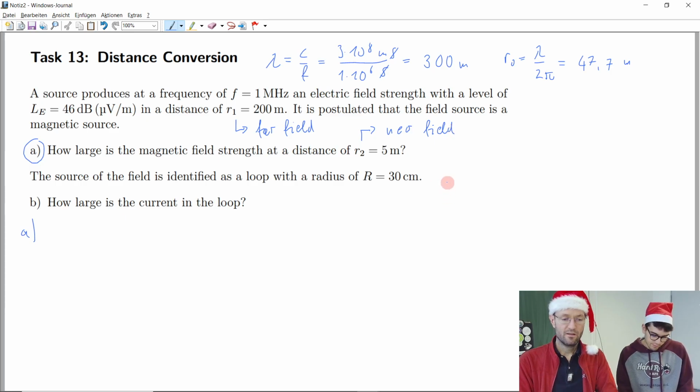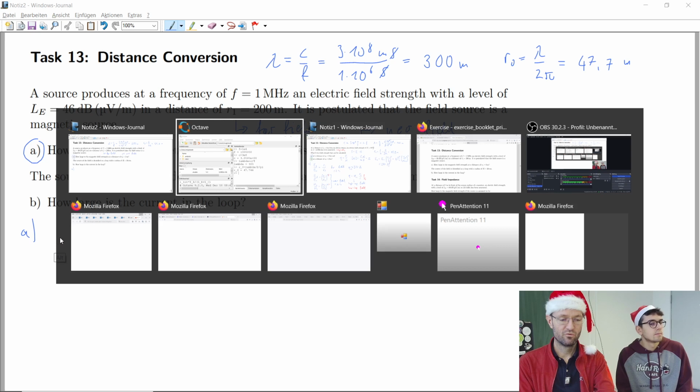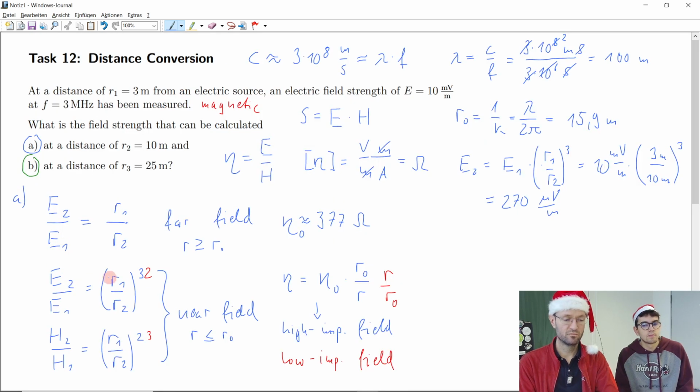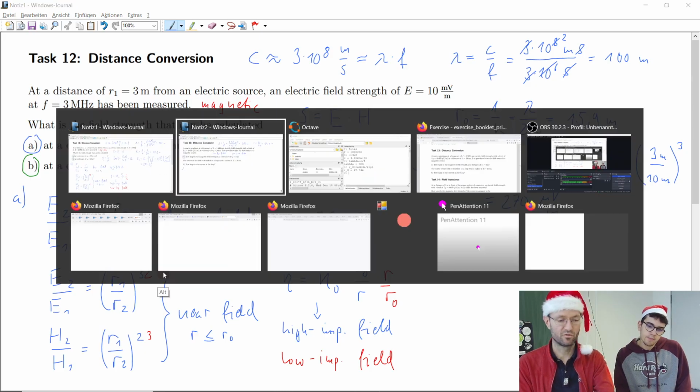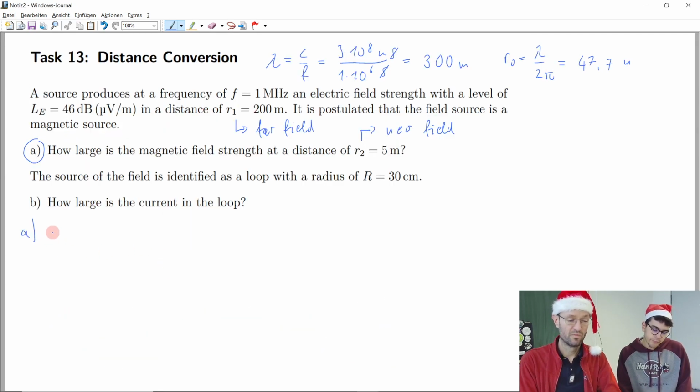Okay, so how do we need to do the conversion? We use the same formulas as before. This one for the far field and this one for the near field, but because it's a magnetic source, we need to use an exponent of 2 in this case. So from this far field, we get the field strength at the transition distance from the far field distance.